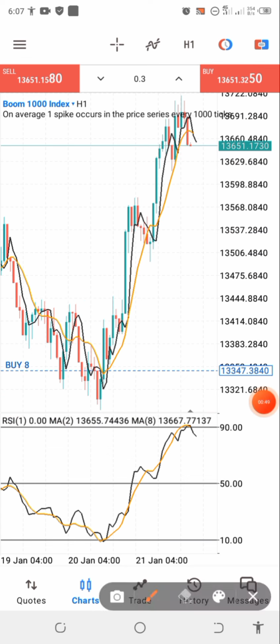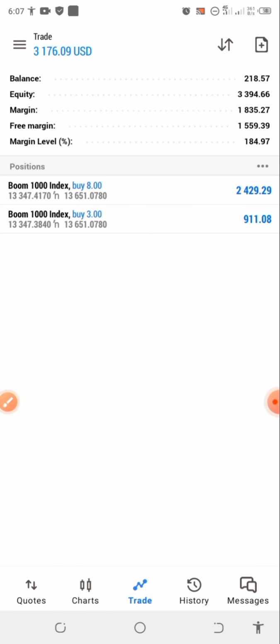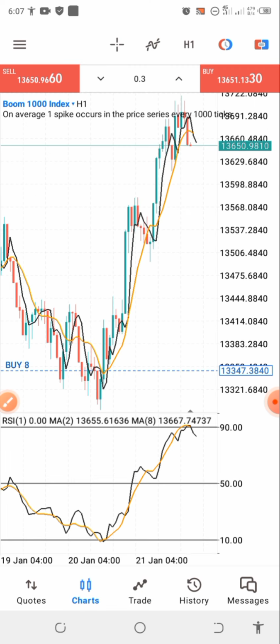So you can see we got this setup right here, and then we make use of the strategies to take this trade, and since then we've been running into a massive profit. You can see we have a trade on 1,000 only, and I've already been making crazy money.